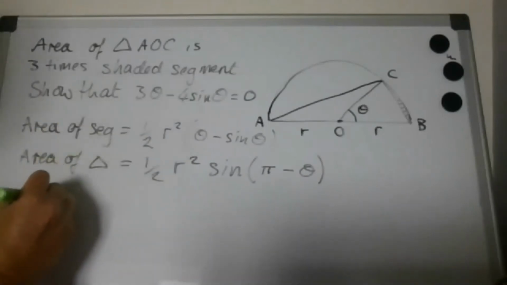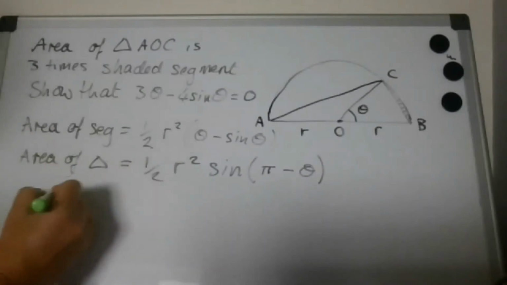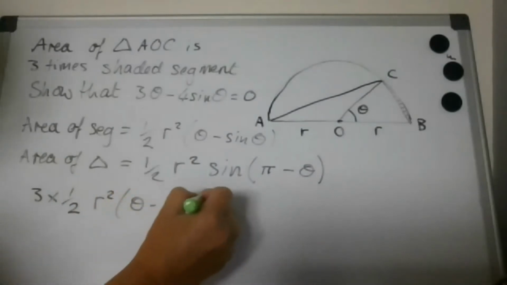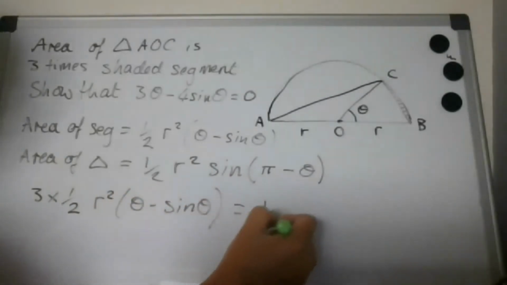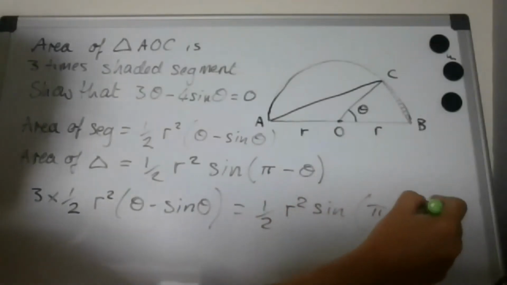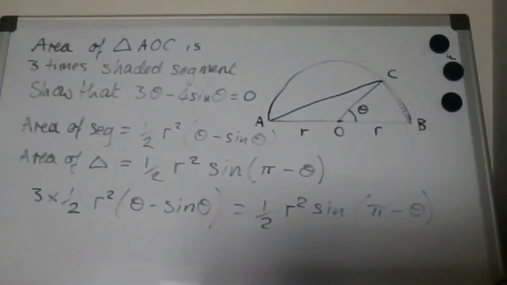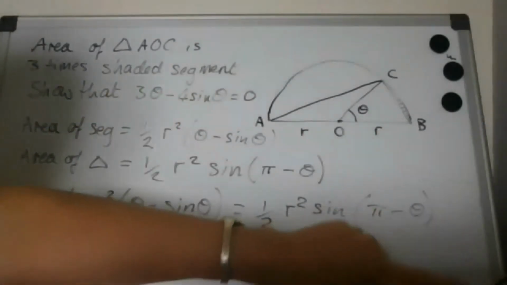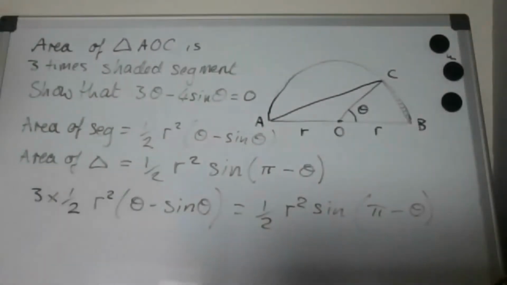So I'm going to have to do 3 times this, 3 times, I'll put the times sign in, r squared (theta minus sine theta) is equal to half r squared sine(pi minus theta). Now, in order to go very much further, in this there is no sign of pi minus theta, so I need it really in terms of sine theta, not pi minus theta. Now to do that, you need to remember something about sines.